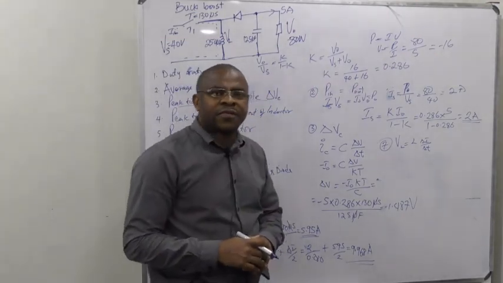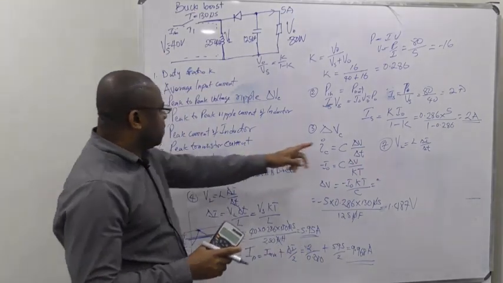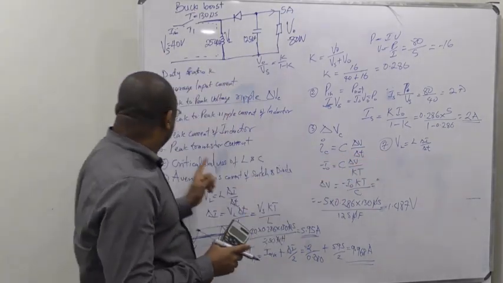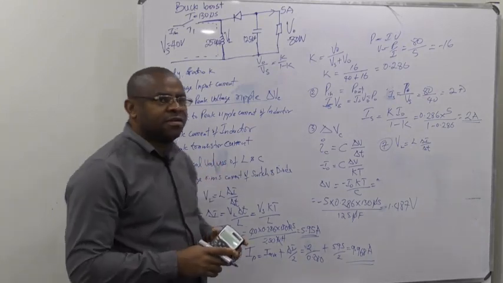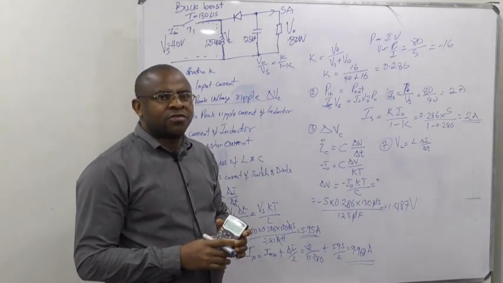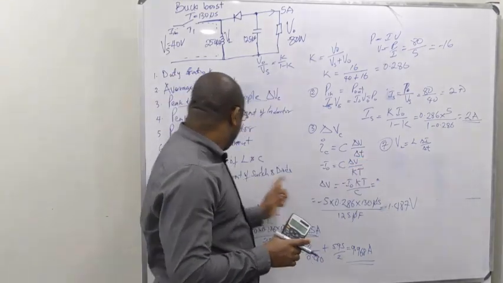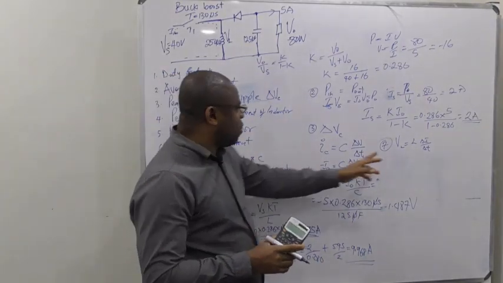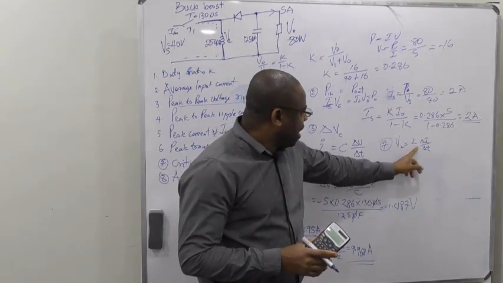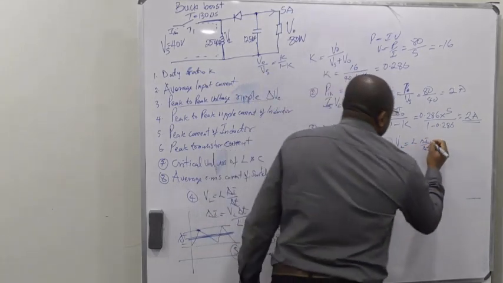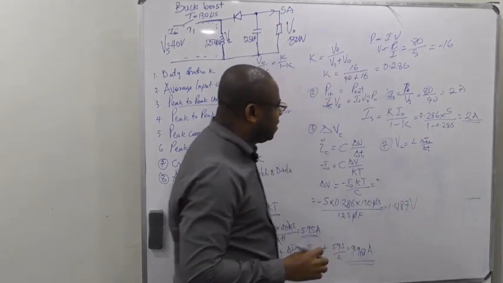All right, so now the next question, the seventh one, is to calculate the critical value of L and C. So to calculate the critical value of L and C, let's look for that of L first. VL is L di/dt. This is L delta I over dt.